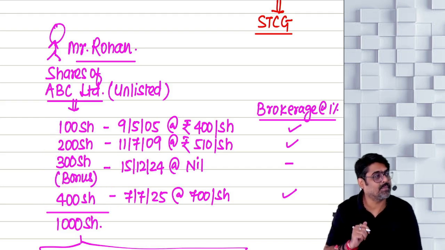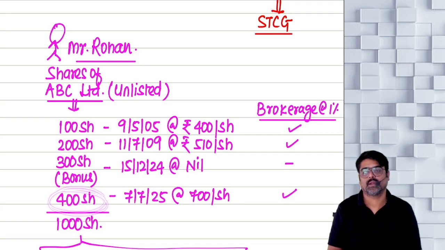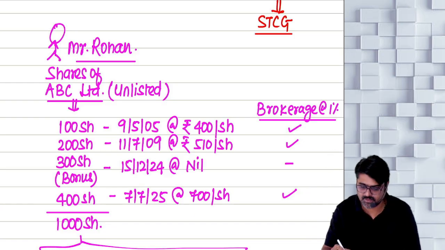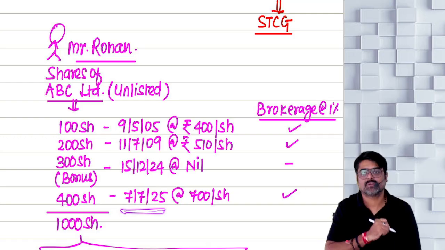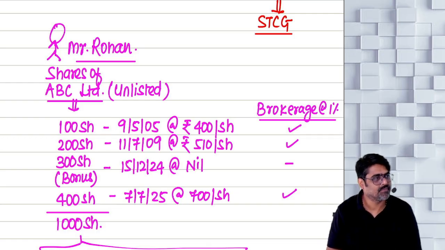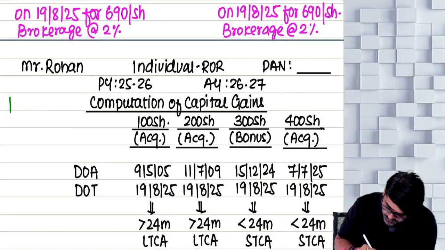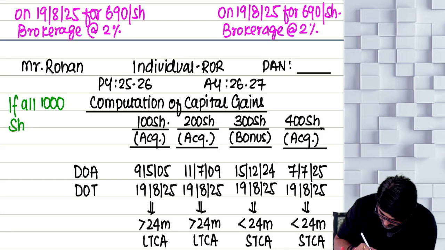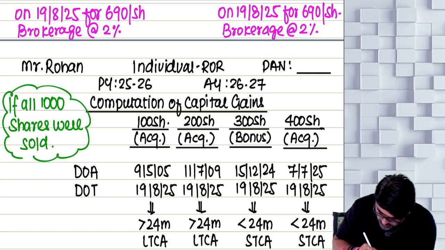And whatever shares are remaining, how many shares are remaining? 300 are remaining from this 400 only. Later on, whenever those 300 shares will be sold, their cost of acquisition will be 700. Their period of holding will start from 7th of July. Understanding? So the first case is if all 1000 shares were sold. This was our first case.